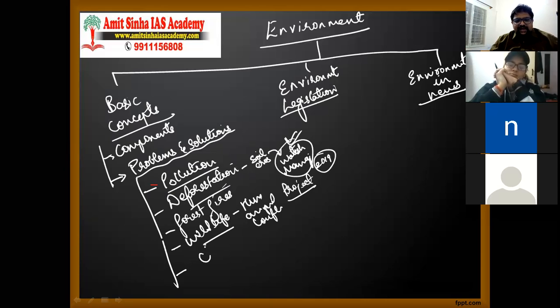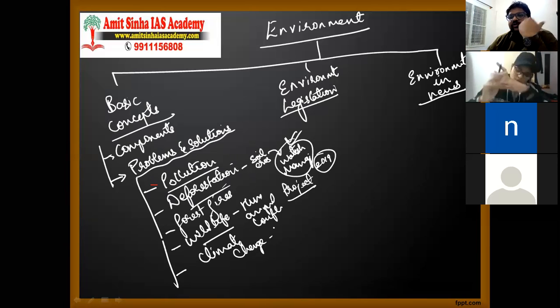So then you have climate change. Climate change is a problem. It's an environmental problem. Okay, we are facing. क्यों हो रहा है? Why climate change is happening? Because of the anthropogenic activities. उसमें causes क्या क्या है? What are the pollutants? What causes climate change?